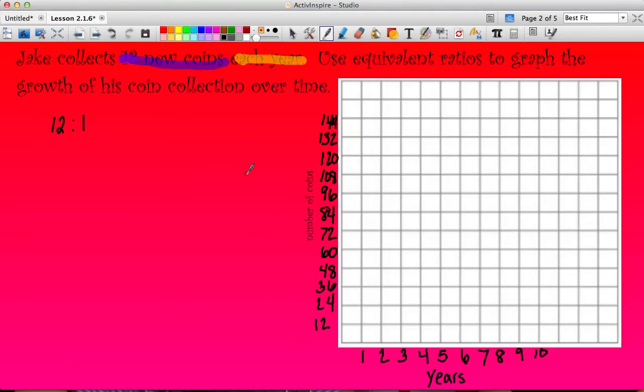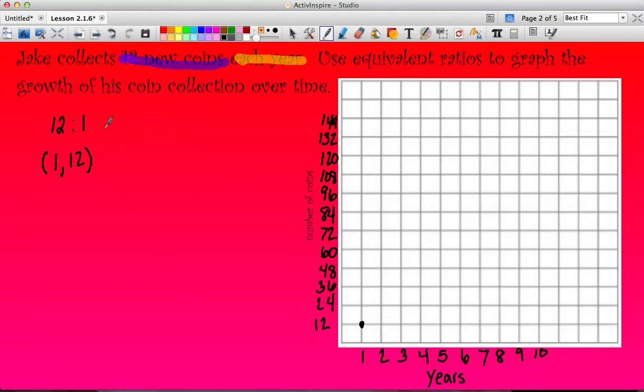All right, so now what we need to do is we can make a table to help us make equivalent ratios, or we can just start to create our equivalent ratios, but we have to know what our ordered pairs are. So remember, it's x to y. Since our x is years, my first ordered pair would be 1, comma, 12, because I'm going over 1 and up to 12.